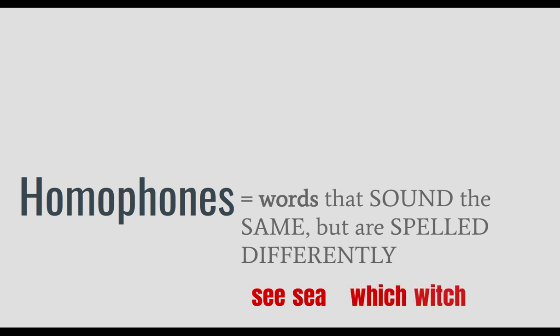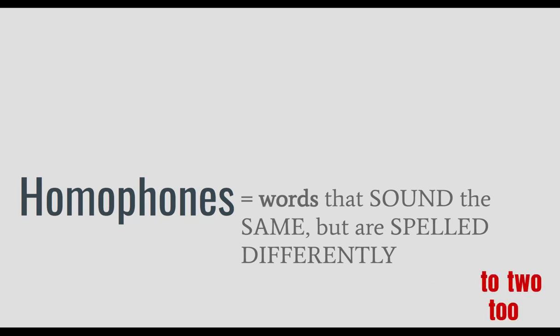Another example would be which or witch. Which way is the high school? And look at that, a witch Halloween costume, right? And then another example would be to, too, and two. Again, all spelled differently, but they all sound the same.